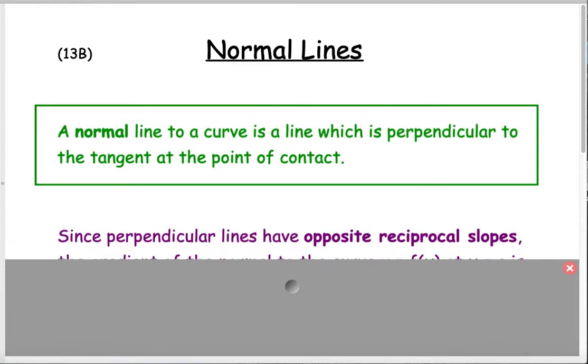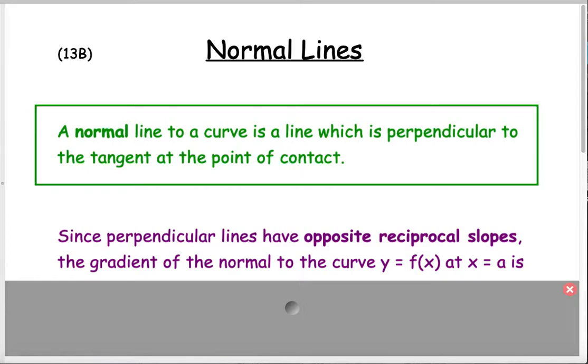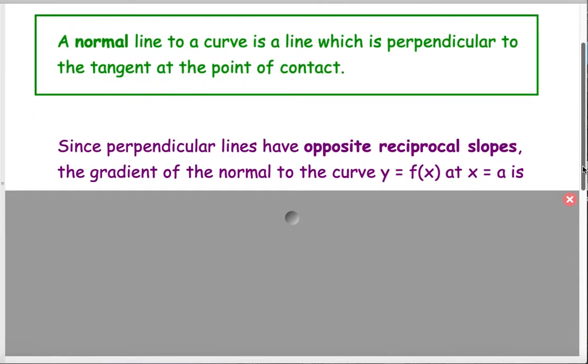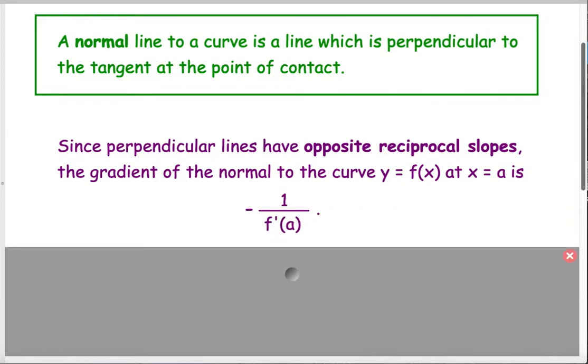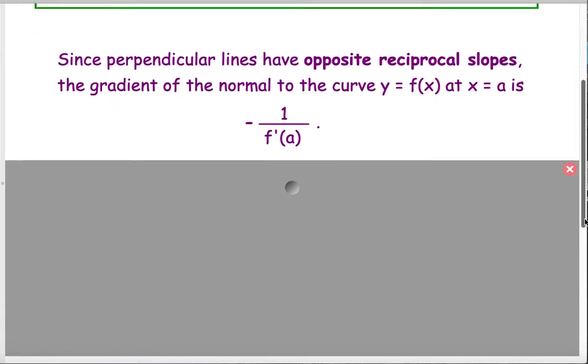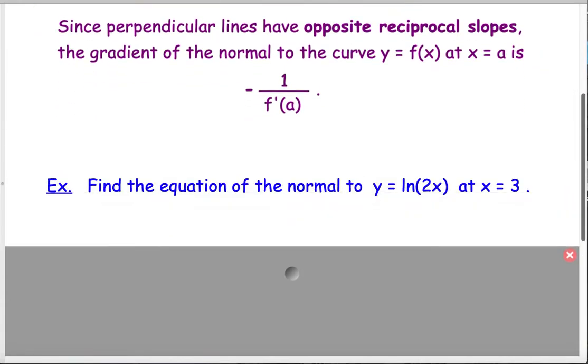And from geometry, we know that perpendicular lines have opposite reciprocal slopes. So if you know the slope of the tangent line, then the slope of the normal line will be the opposite reciprocal. Since the derivative gives us the slope of the tangent line, f prime of a, let's say, at the point x equals a, then the slope of your normal line will be negative 1 over f prime of a. So let's just look at an example to put this into context.